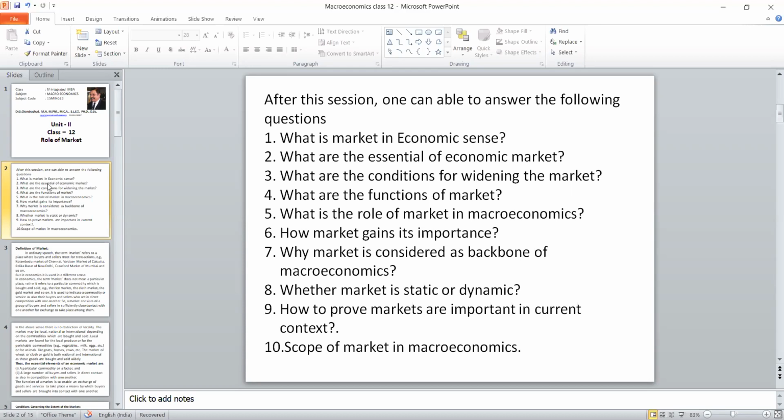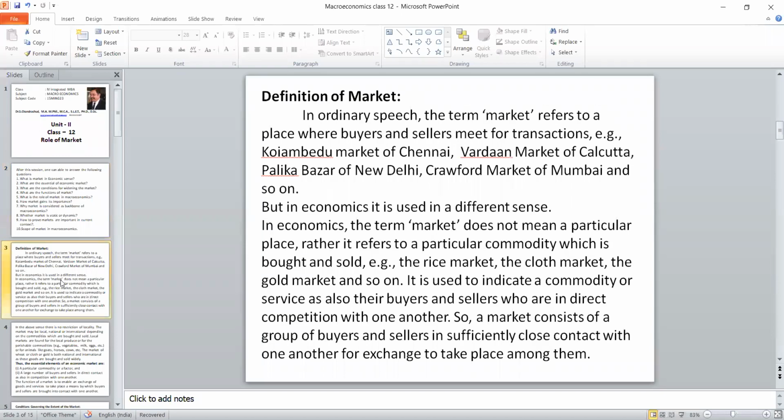Do you think the market is the backbone of macroeconomics? And one more question we can answer: whether the market is static or dynamic. Then how to prove the market is important in the current context. That is, now we are in a pandemic. How does the market gain its importance? We'll have a live example. Finally, we complete with the scope of market in macroeconomics. So after this session, you will be able to answer these questions. Let's start with the definition.